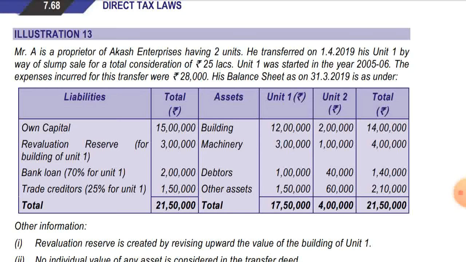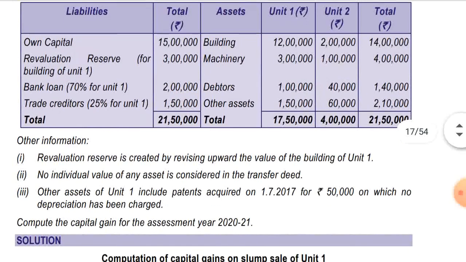Own capital is given over there, 15 lakhs. Revaluation reserve for building of unit 1 only, that is 3 lakhs. Bank loan, 70% of 2 lakhs is for unit 1, and trade credit, 25% of 1,50,000 is for unit 1. And assets are given: building of unit 1 and unit 2, machinery of unit 1 and 2, debtors of unit 1 and 2, other assets of unit 1 and 2. Okay. Other information, let's see what it's saying.